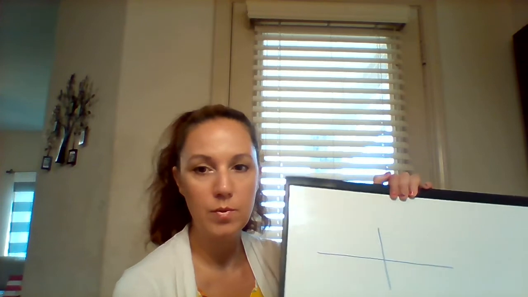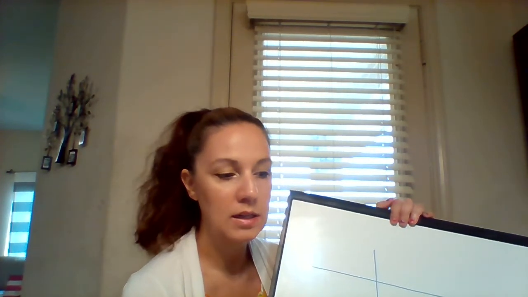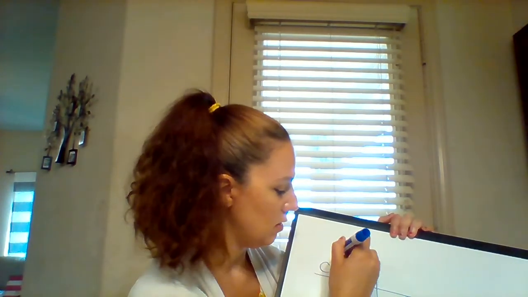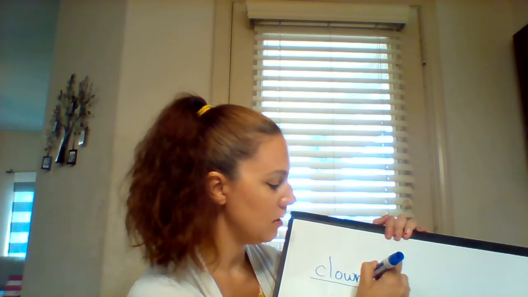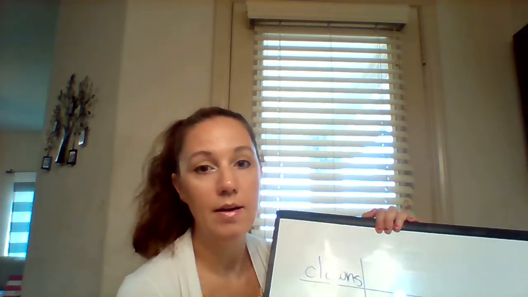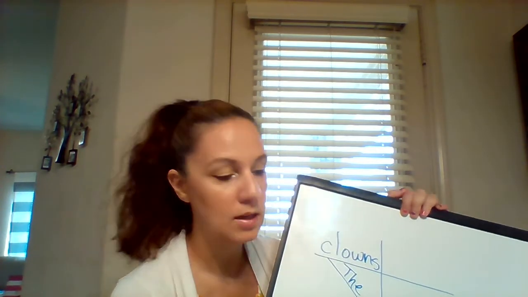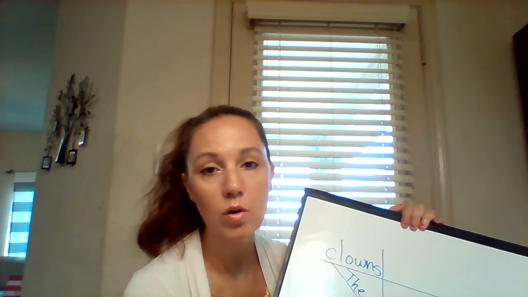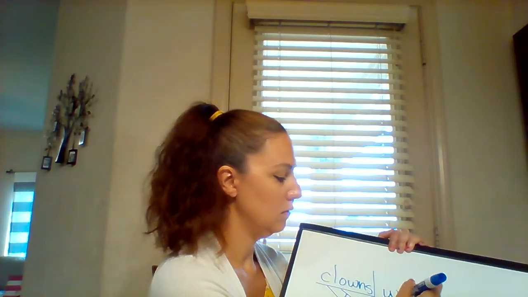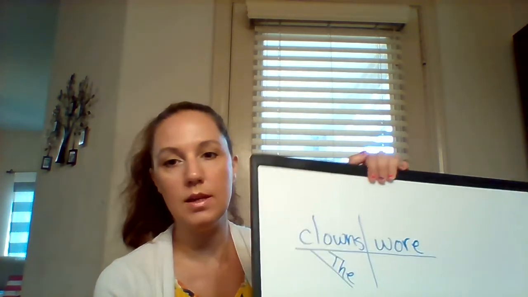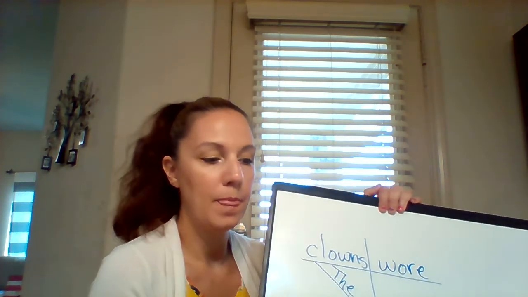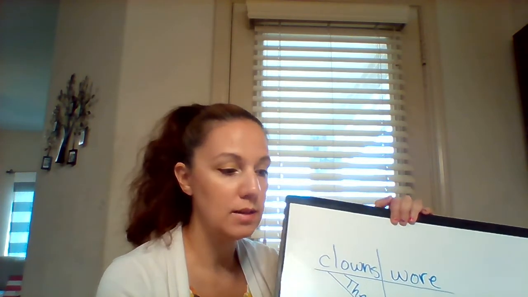Okay, so first of all, I have to pick out my subject and predicate. So it's going to be straight for that and a vertical line for that, just like we were doing before. Clowns is my subject. So it goes on the left. And I have a modifier, the clowns. What did the clowns do? The clowns wore. That's my predicate. That's what they did. The clowns wore. And what they wore is my direct object.